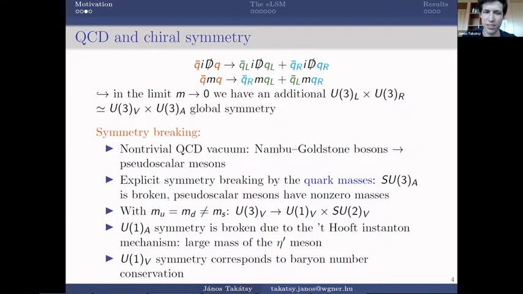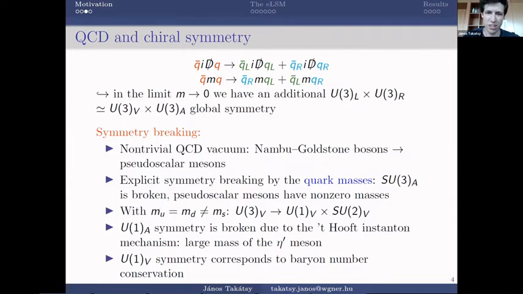And we can go further than that by saying that the quark masses are also not equal, then the U(3) vector symmetry will also be broken down. And what we would be left with is a U(1) axial symmetry and the U(1) vector symmetry, from which the axial symmetry is also broken due to the 't Hooft instanton mechanism, which produces the unexpectedly large mass of the eta prime meson. And what we are left with then is the U(1) vector symmetry, which corresponds to baryon number conservation and which is not broken, therefore.